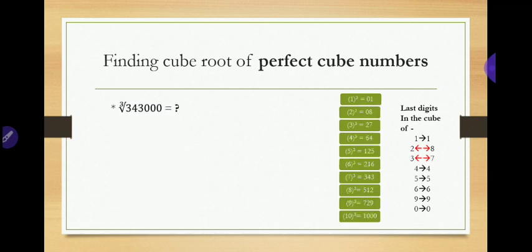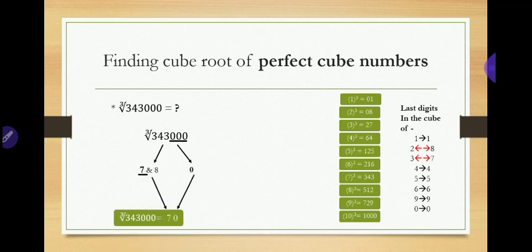Next, let's take one more example, 343000. For that, make a group of all zeros. It must end with 0, because the cube of 10 ends with 0. For a digit ending in 0, the cube will also end in 0. Therefore, in our answer 0 will be the last digit. 343 falls between whose cubes? 343 is the cube of 7 itself. Therefore, we will take 7 and our answer will be 70. 343000 is the cube of 70.